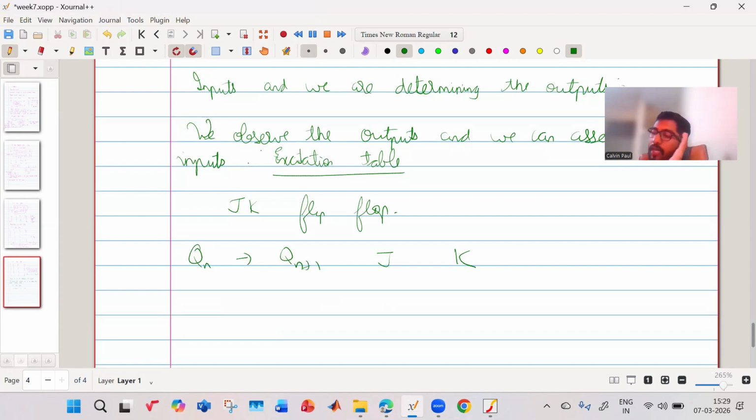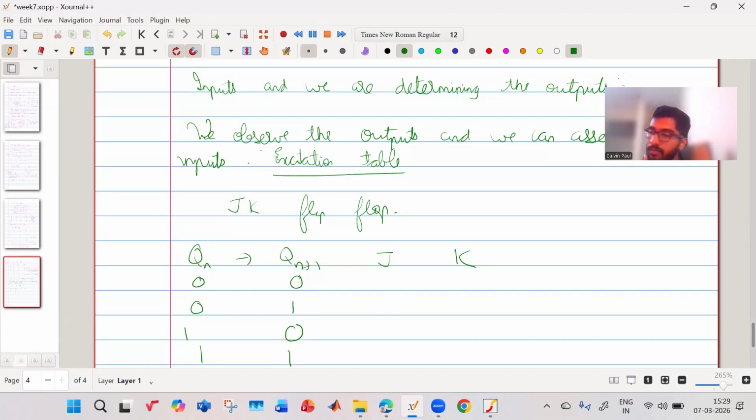Okay. So one is Qn could have been 0 and Qn plus 1 is 0. Qn could have been 0, but Qn plus 1 could be 1. Qn could be 1 and Qn plus 1 would become 0. And Qn could be 1 and Qn plus 1 could remain 1. Okay, it could remain 1. So what possibility do we have?